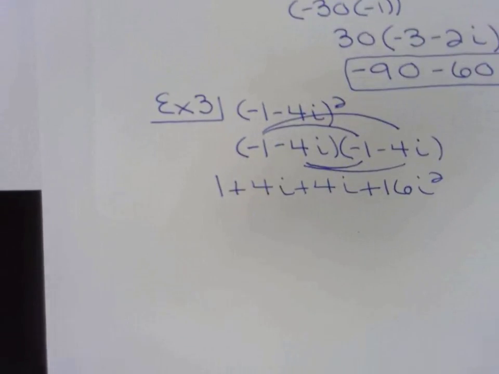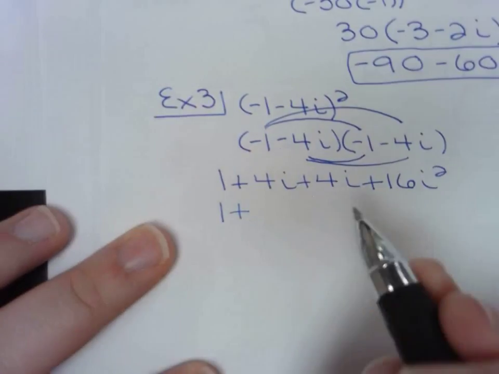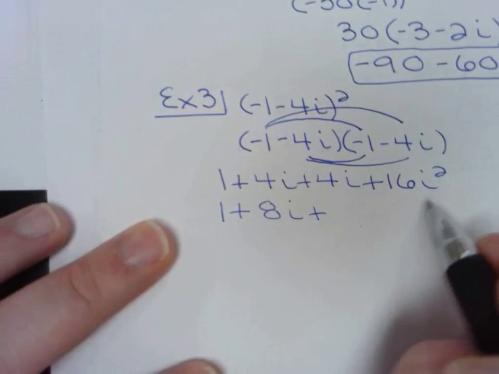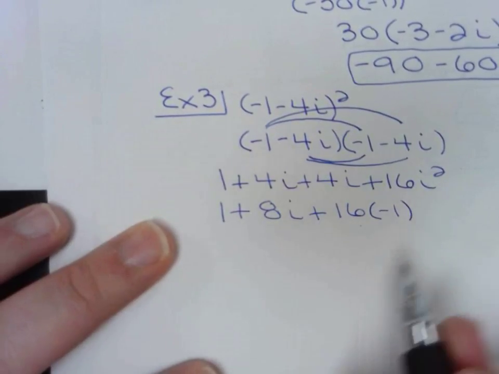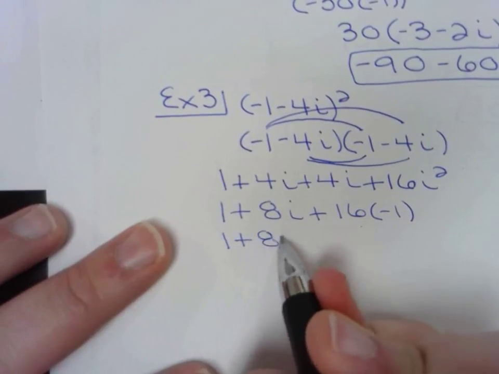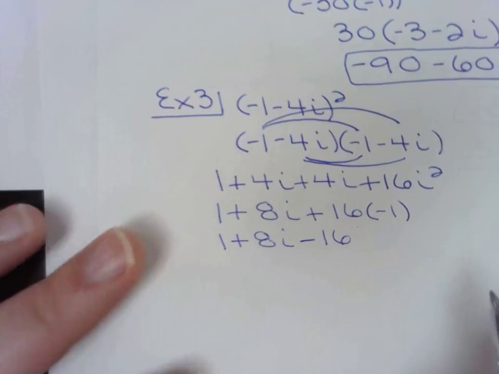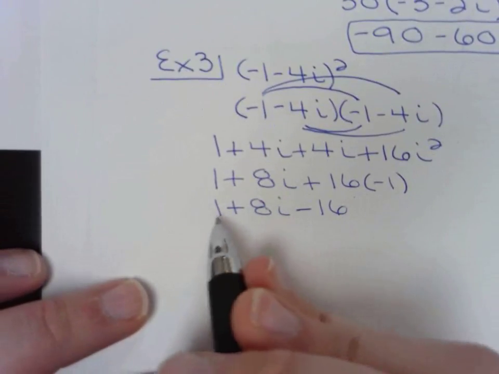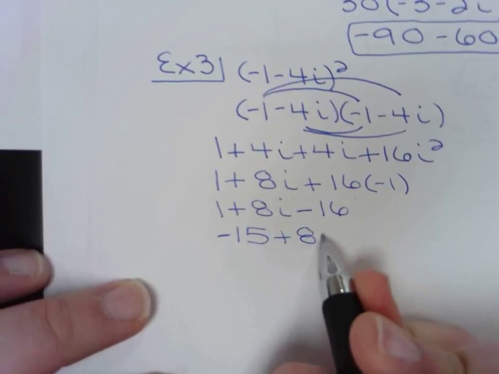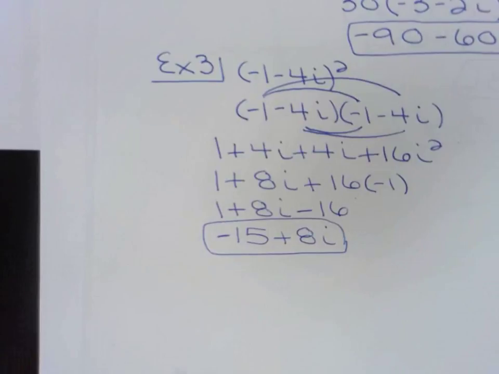Now here's the part that's different. First of all, 4i plus 4i, 8i. i squared gets replaced with negative 1. So it becomes 16 times negative 1, negative 16. 1 minus 16, negative 15, plus 8i. Okay? Any questions on multiplying?